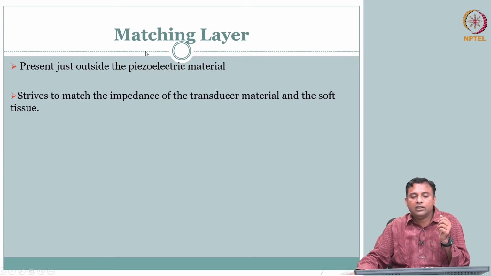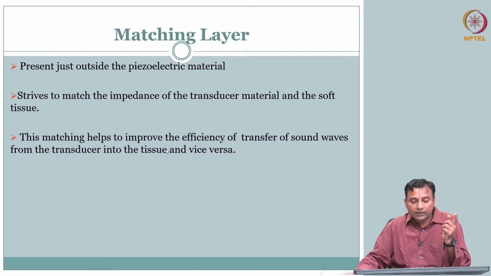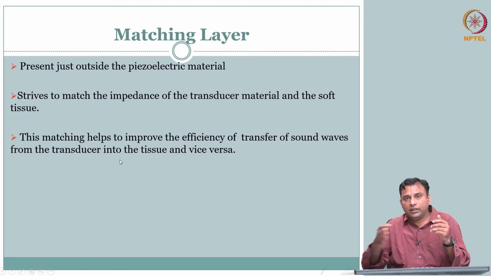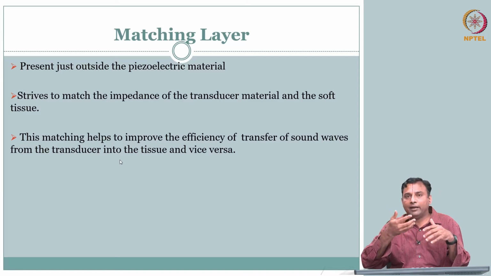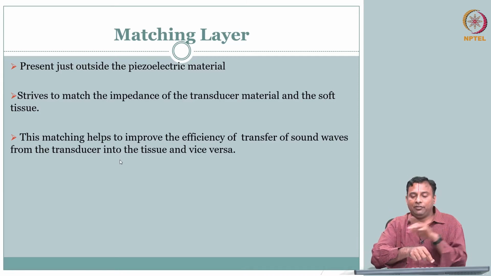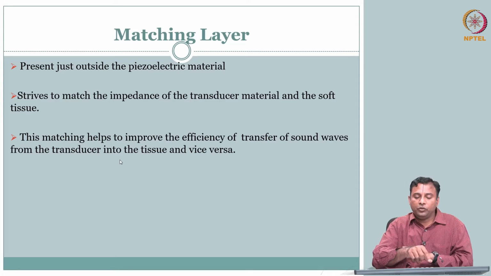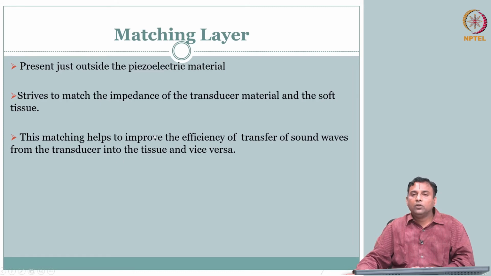So what you have is called a matching layer. What does it match? Remember, impedance. So it has to match the impedance. This matching helps in efficient transfer of sound waves from the transducer into the tissue, that is when you transmit. It is also true the other way, right. When the sound is getting reflected from inside the organs and it comes back, it has to leave the skin. If air is there, it won't leave the skin, it will go back in, right. So you need this matching layer to reduce the impedance mismatch.